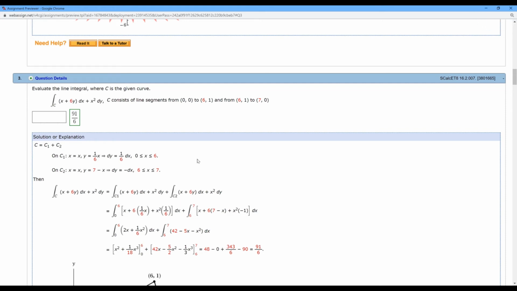Okay. So I'm just writing the question down here. This is question 3. We have a single line integral from x plus 6y dx plus an x squared dy. And it goes from 0, 0, at least the one I've got, 0, 0 to 6, 1. And then from 6, 1 to 7, 0.